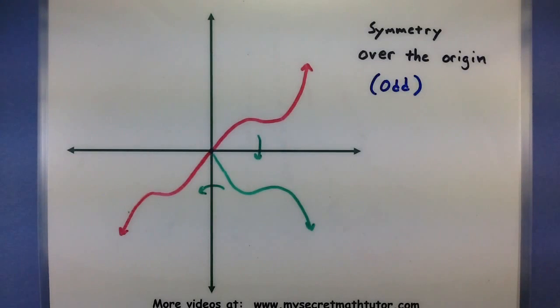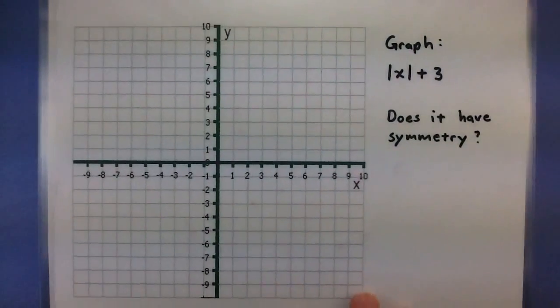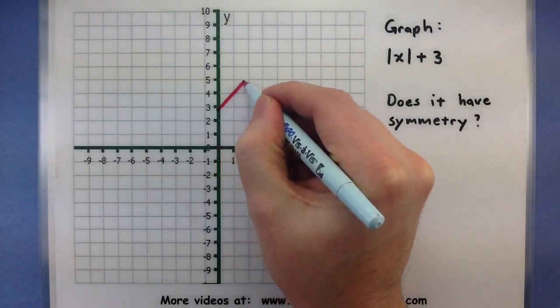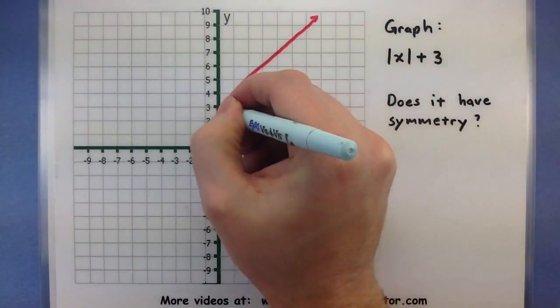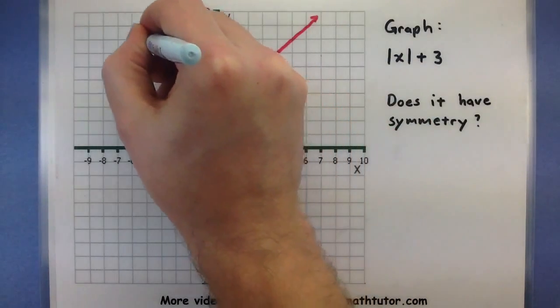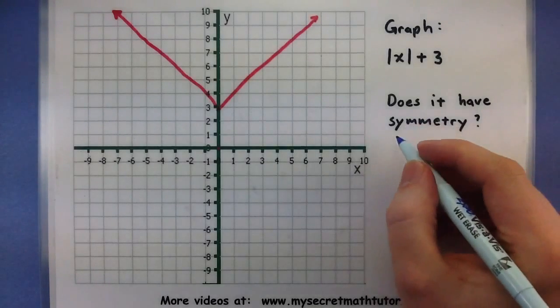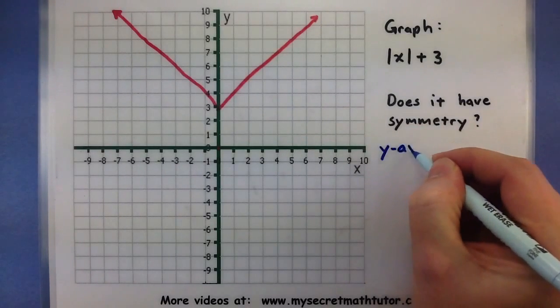So now that you know a little bit more about symmetry, let's do a quick example. Here we want to graph the absolute value of x plus 3, examine it, and just see if it has some symmetry in there. So the absolute value of x is a nice V shape. Everything is being shifted up by 3 because of that transformation. So we get this nice graph right here. Alright. Now if we look at this, I can see that if I fold it along the y-axis, sure enough it will line up with itself. So I'm going to say that it has y-axis symmetry.